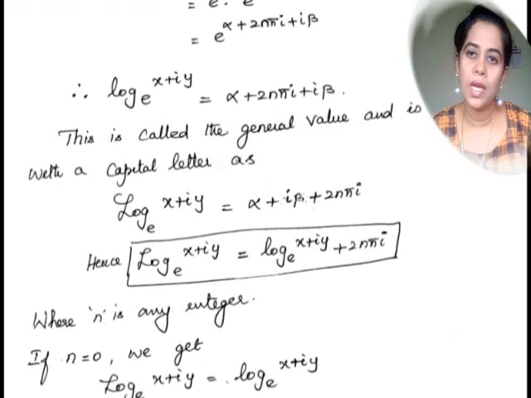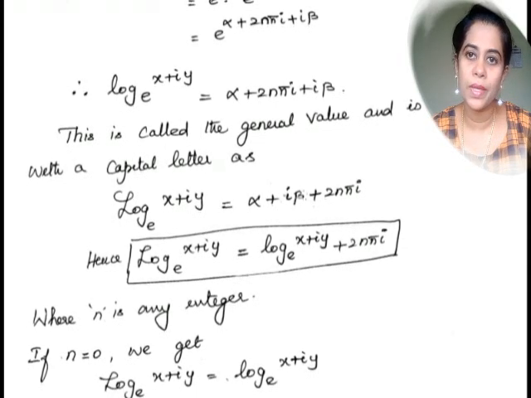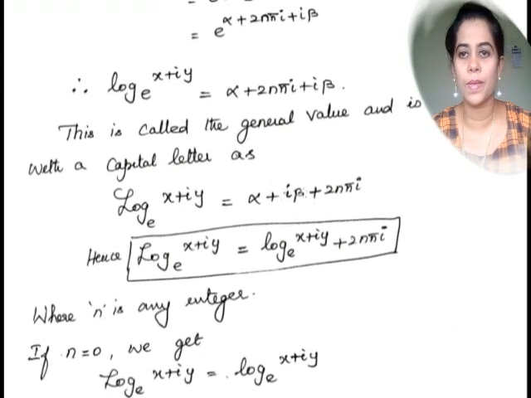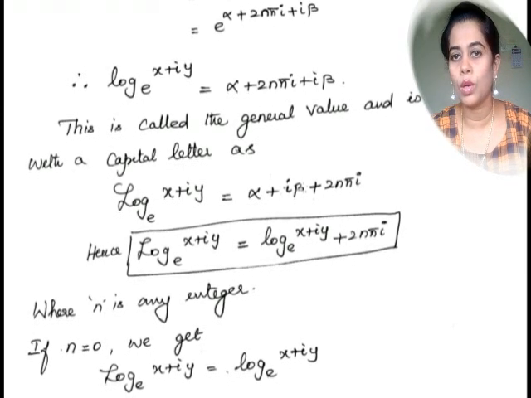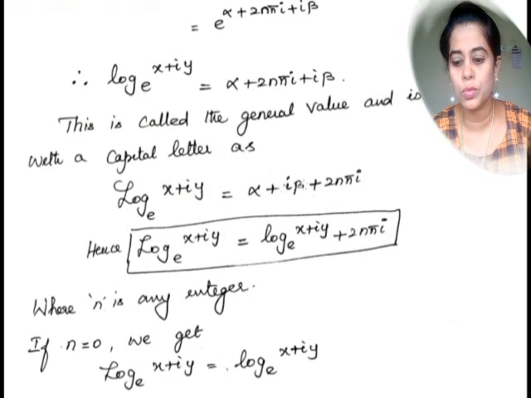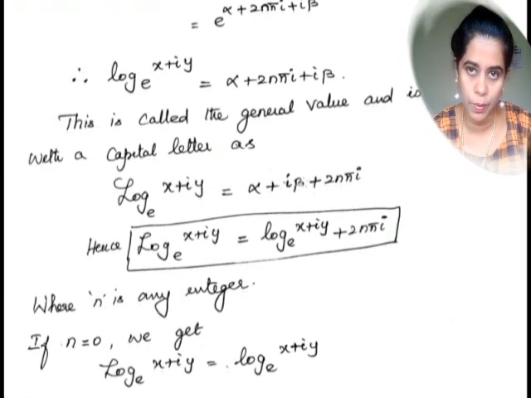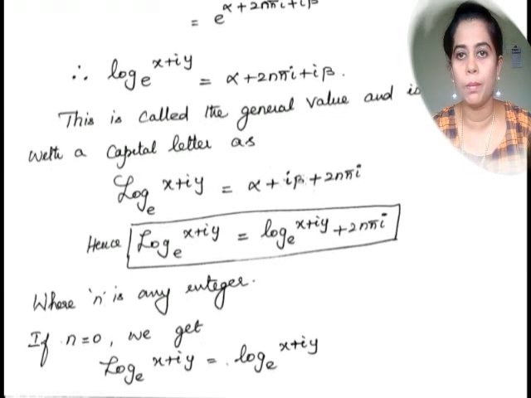So what is this alpha plus i beta? Alpha plus i beta is nothing but the small log of x plus iy. So therefore I can write capital Log of x plus iy is equal to small log of x plus iy to the base e plus 2n pi i.